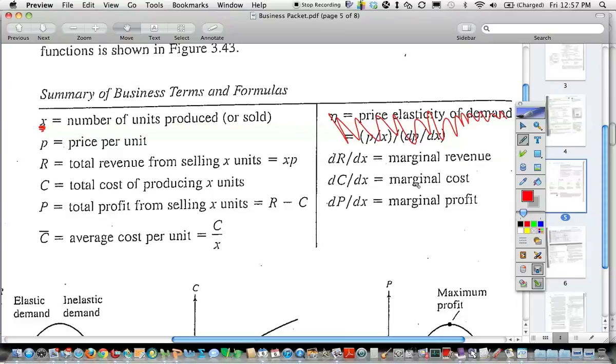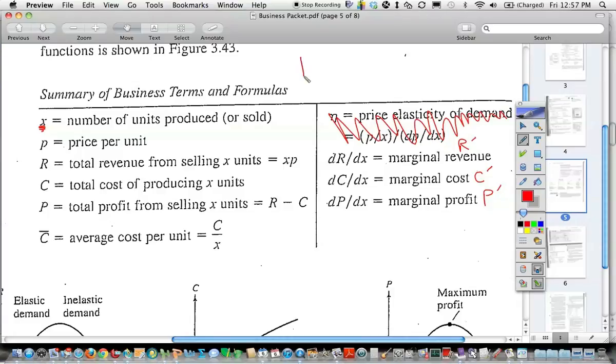Now, over here, these are derivatives. So if you've ever heard the term marginal revenue, marginal cost, or marginal profit, those are actually derivatives. Now this is R prime, this is C prime, and this is P prime. Let's talk about profit for a minute.